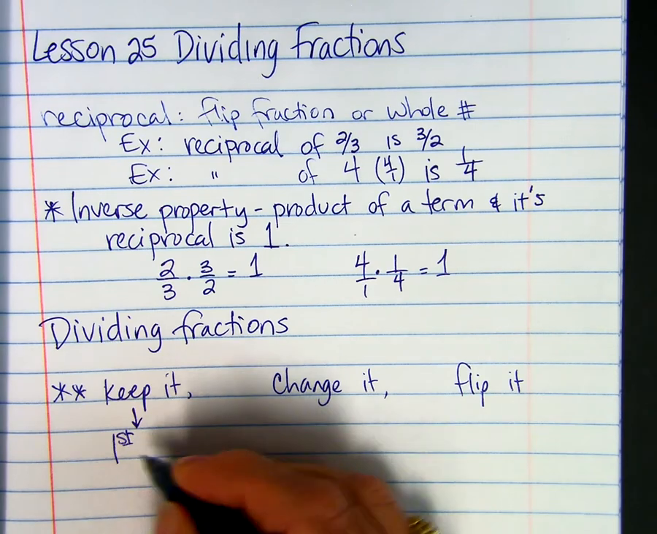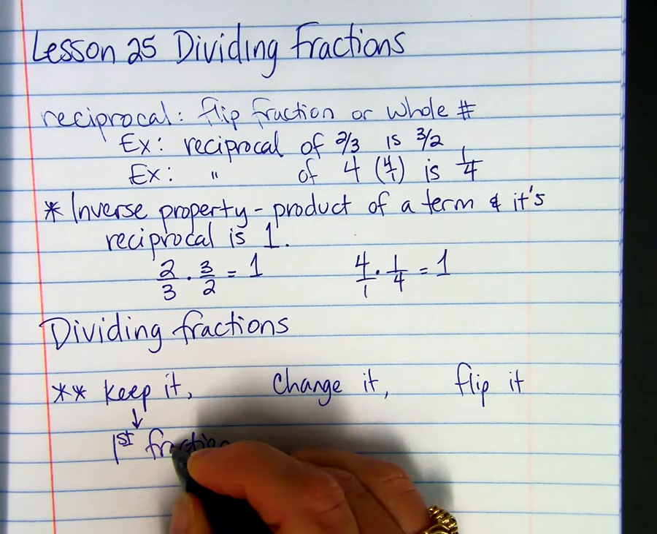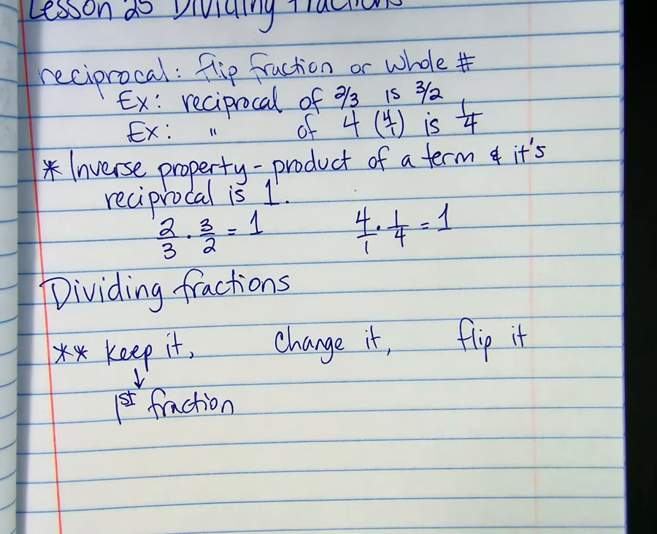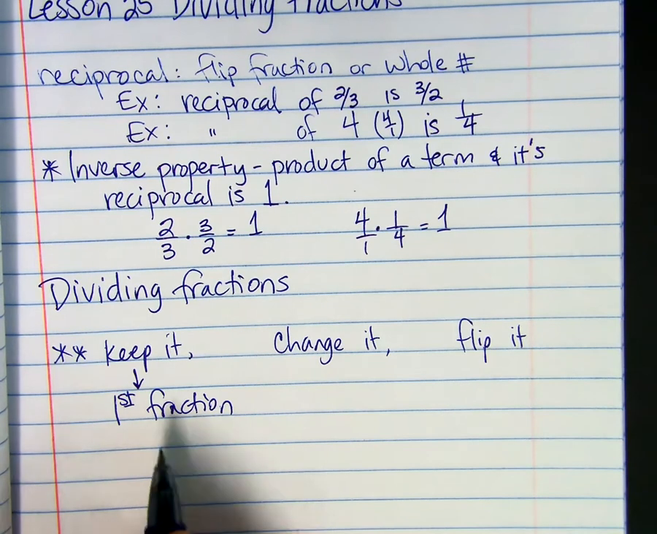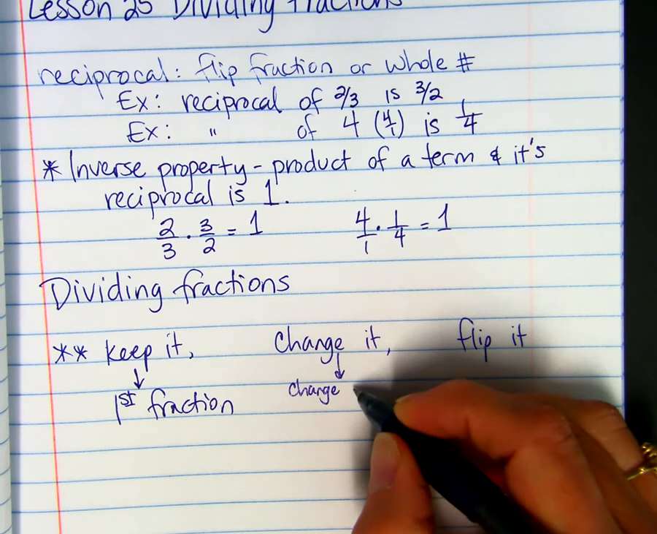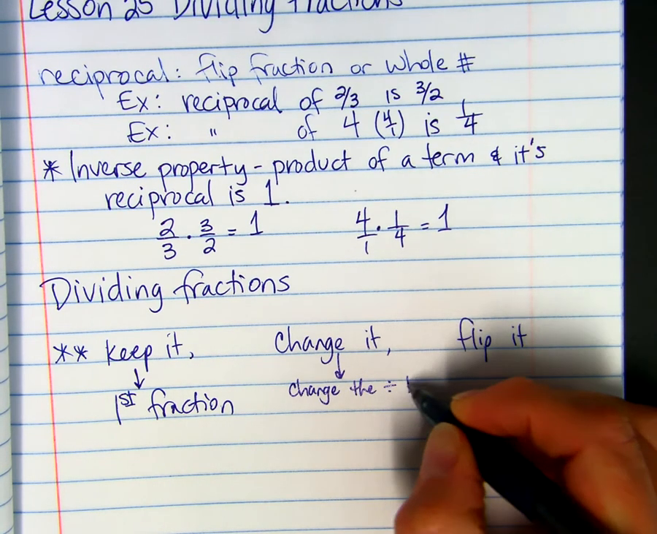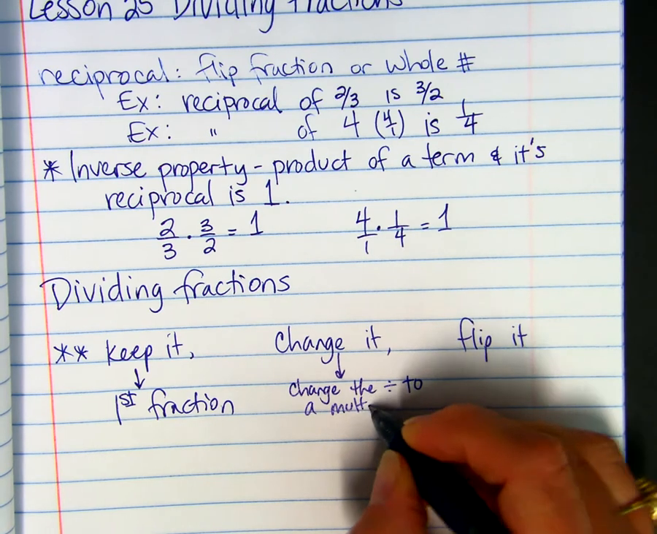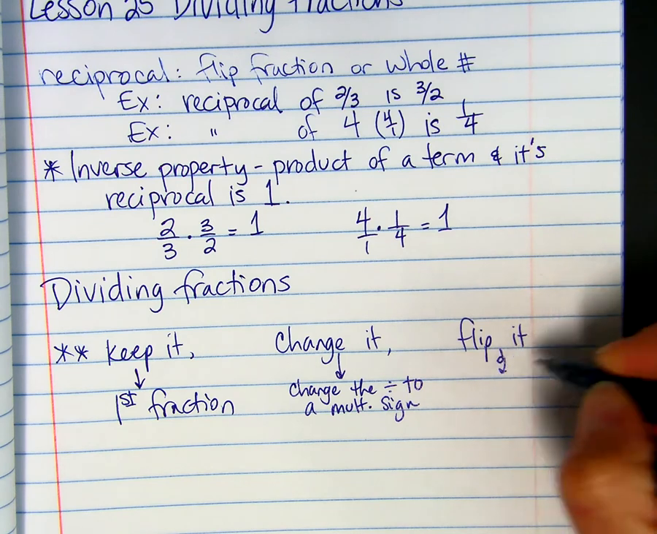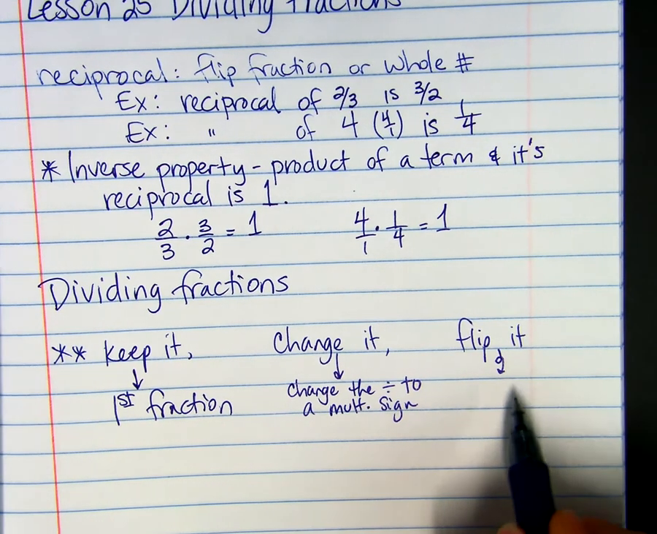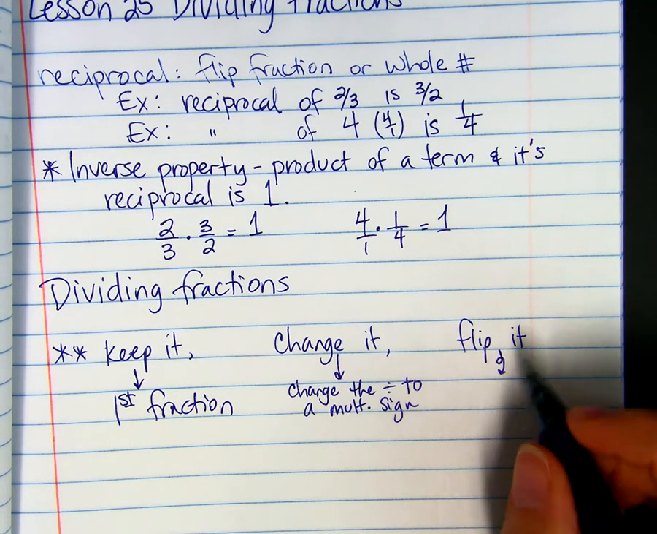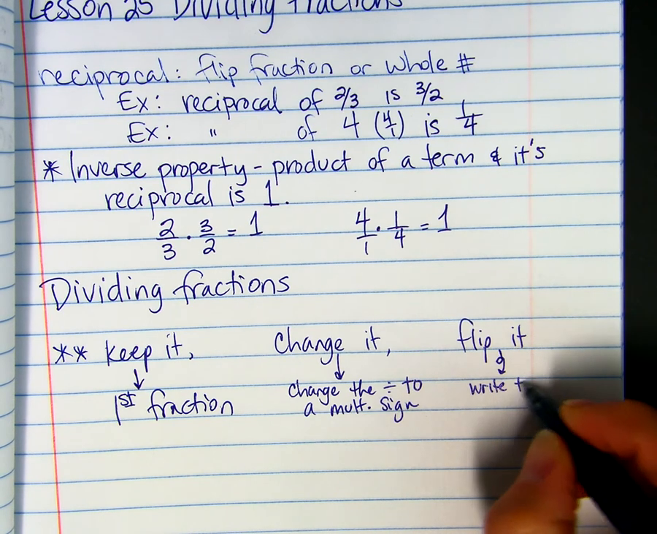So keep it, that just means your first fraction in the division problem. Whatever the very first fraction is, that's called the dividend. So you keep the dividend. You're going to change the division sign to a multiplication sign. And then flip it just means, and I like to do a little flippy arrow to help me remember, just write the reciprocal of the divisor.